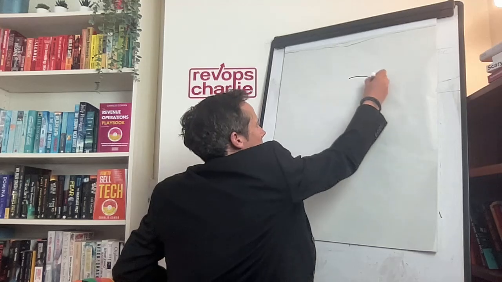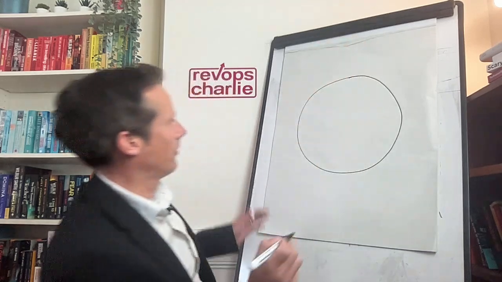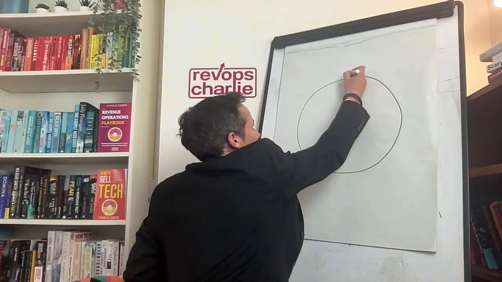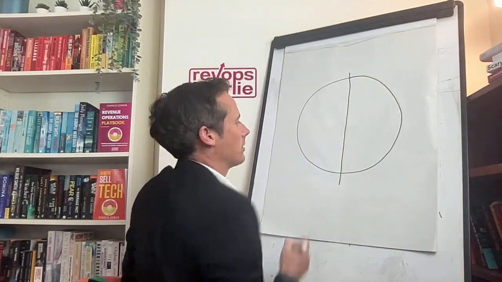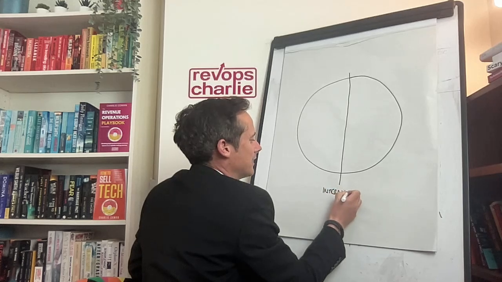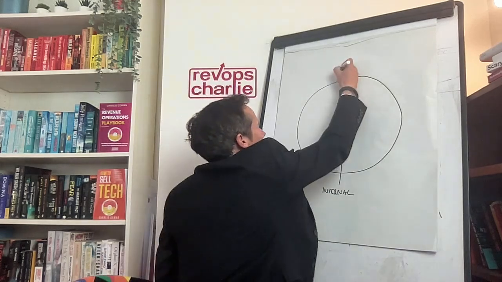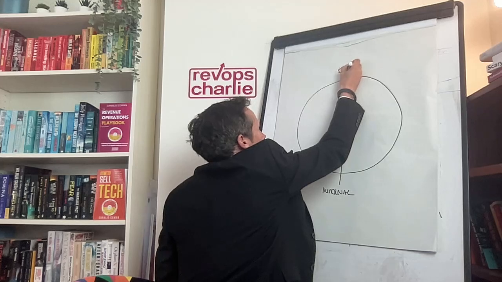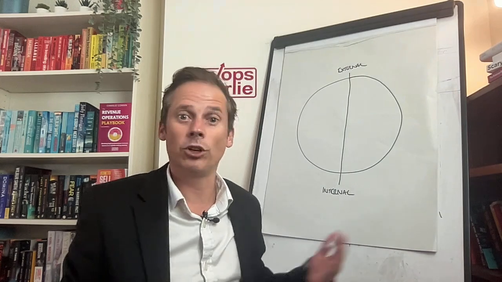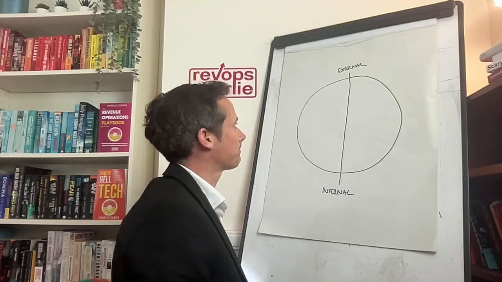The radar exists as a nice, perfect circle. And on that circle, we've got two axes. The first is top to bottom, and we go from internal use cases for your own internal people and teams and systems, to external use cases for any external stakeholders: customers, prospects, suppliers, partners, maybe investors.